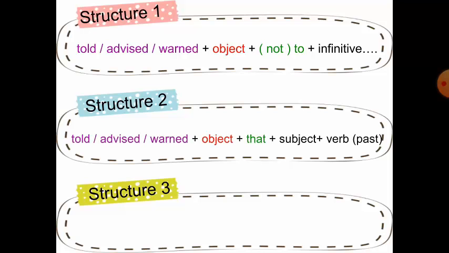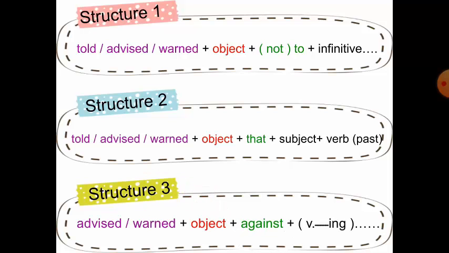Another structure, we use the verbs told, advised, and warned plus the object plus that plus a sentence or a clause, subject and verb in the past. The last structure, by using only the verbs advised and warned, not told, plus object plus against plus verb ing. That means in the last structure we don't use the verb told plus against plus verb ing.